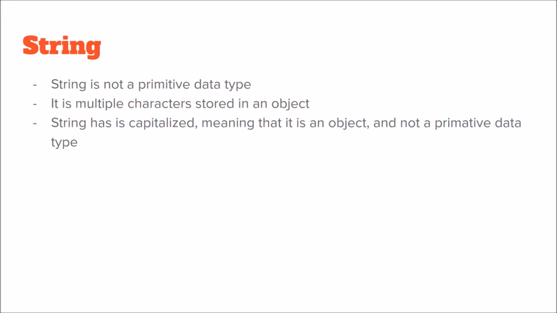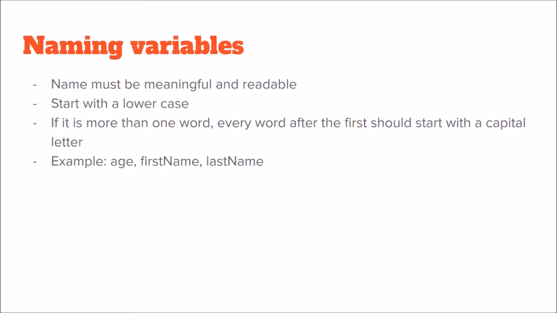Now, notice how string isn't on there. Well, string actually isn't a primitive data type. It is multiple characters stored in an object. We could tell it's an object because the string name is capitalized, meaning it's an object and not a primitive data type.